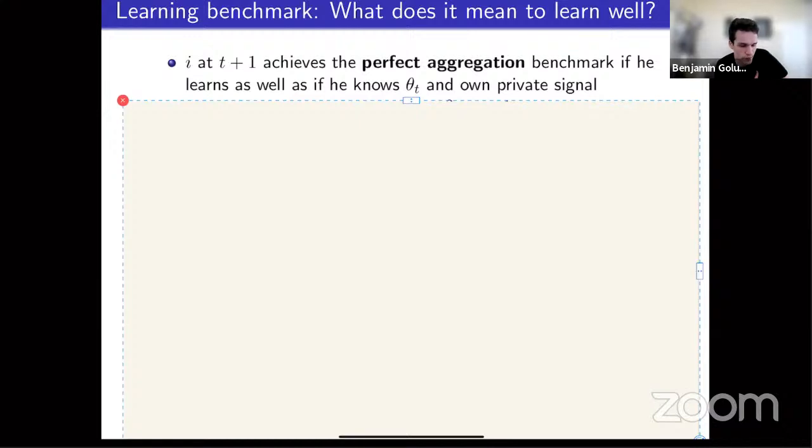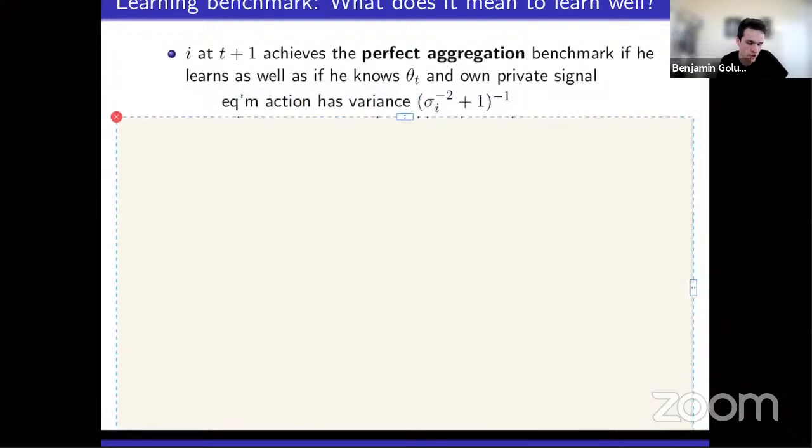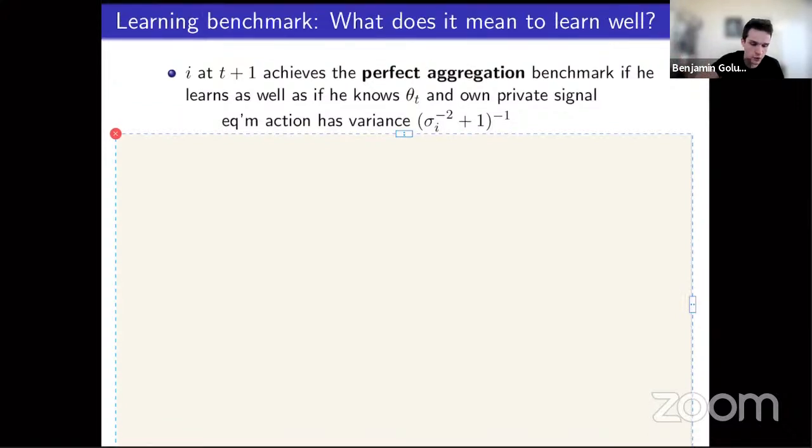So we're going to say that a person achieves the perfect aggregation benchmark if he learns as well as if he knows theta t and his own private signal. So an agent at t plus one. What does this mean? Imagine that a little fairy came and told you what the state was yesterday, and then you had your own private signal. If you think about it, there's nothing better you could extract from neighbors' information than yesterday's state, right? It's by far a sufficient statistic for all the information they might tell you through their actions. So suppose you knew that, that's a best case, and you also had your private signal.